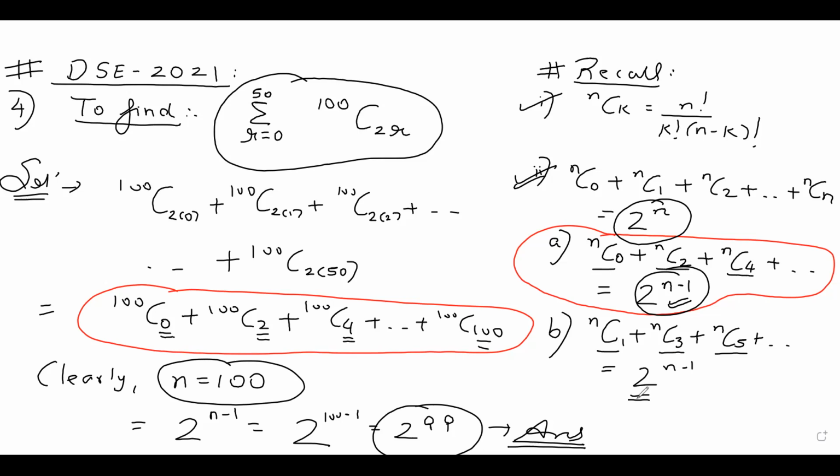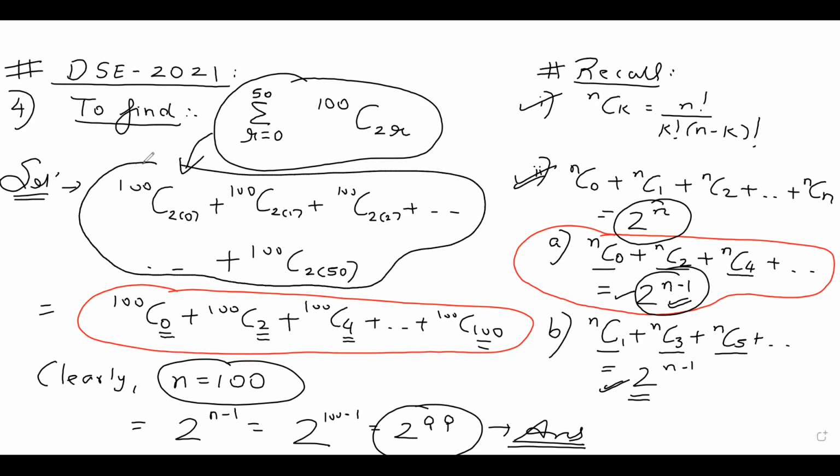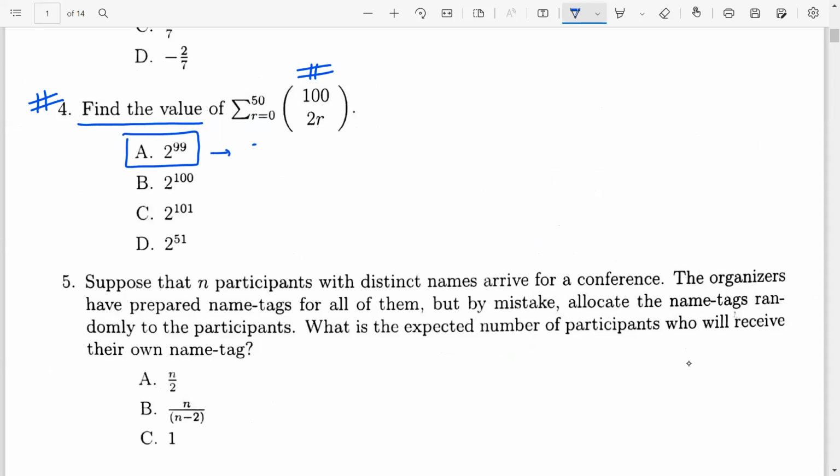That means from 0 to n, if I take all even terms and add them up, it's 2 to the power n minus 1. If I take all the odd terms and add them up, it's 2 to the power n minus 1. So if I expand this, it looks like this. And if I compare, my n is equal to 100, and the sum is 2 to the power n minus 1. N is 100, so 2 to the power 100 minus 1 is 99. So I can come back to the question paper and mark the correct answer. It's 2 to the power 99. This is the correct answer for this question.